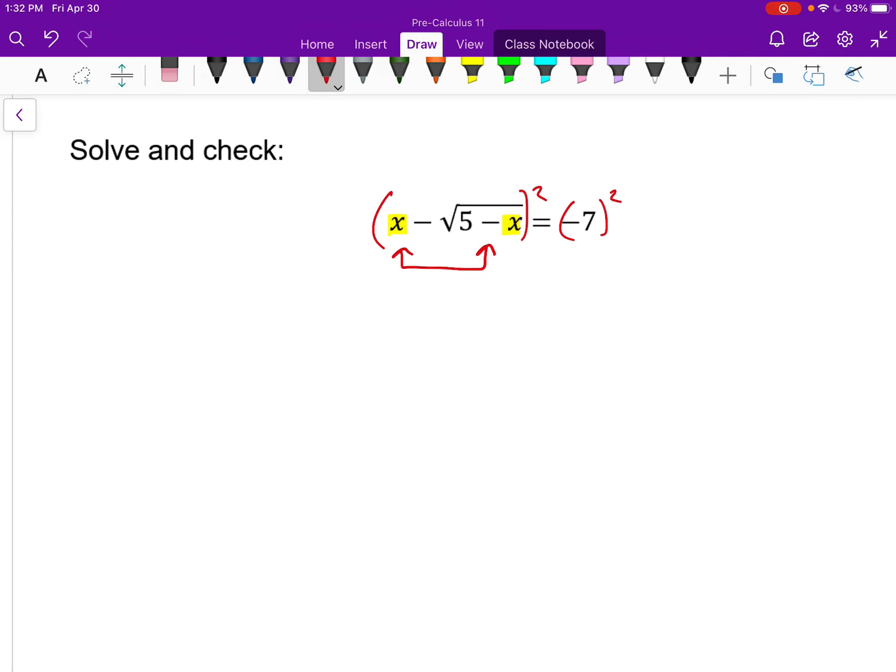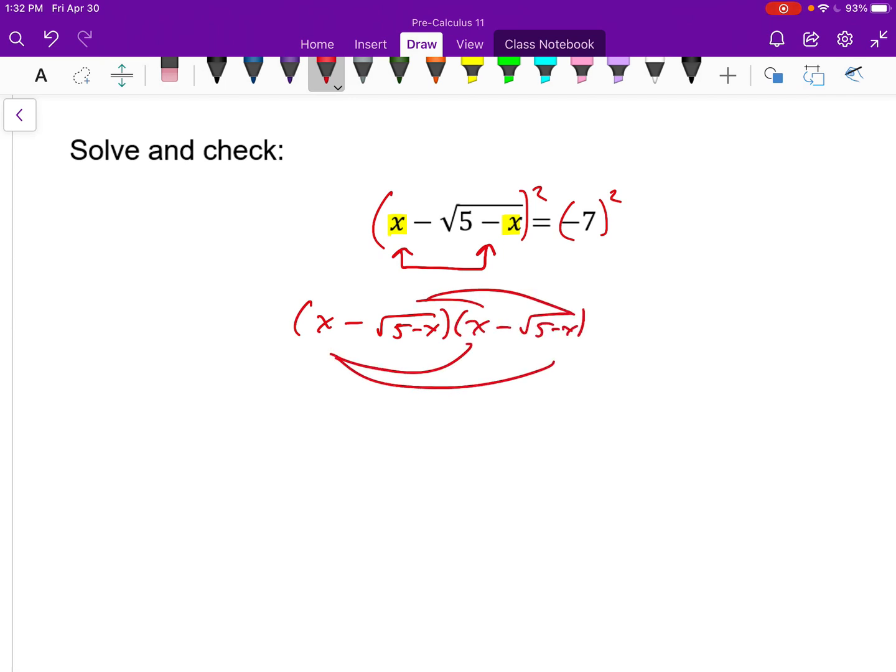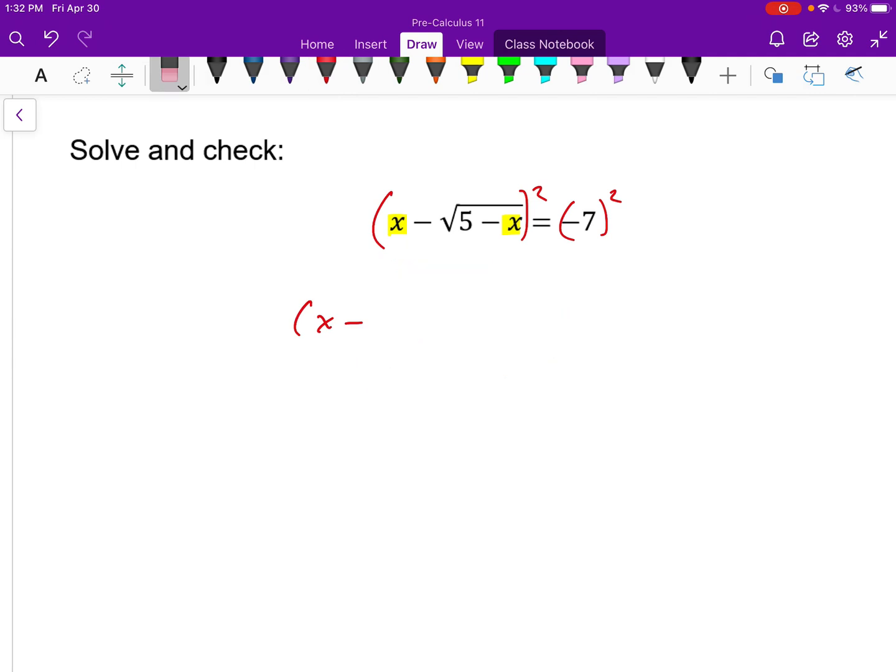Because if I square both sides, this really means x minus the square root of 5 minus x times x minus the square root of 5 minus x. And I've got 1, 2, 3, 4 steps. And while there are a few shortcuts, I don't want to do that. So what do I want to do? What I did there isn't wrong, but I think it's a little bit nicer if I subtract x from both sides. And so I have negative the square root of 5 minus x equals negative x minus 7.